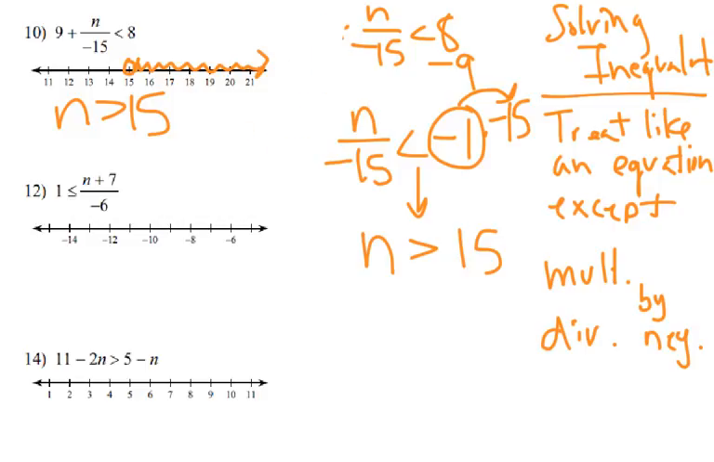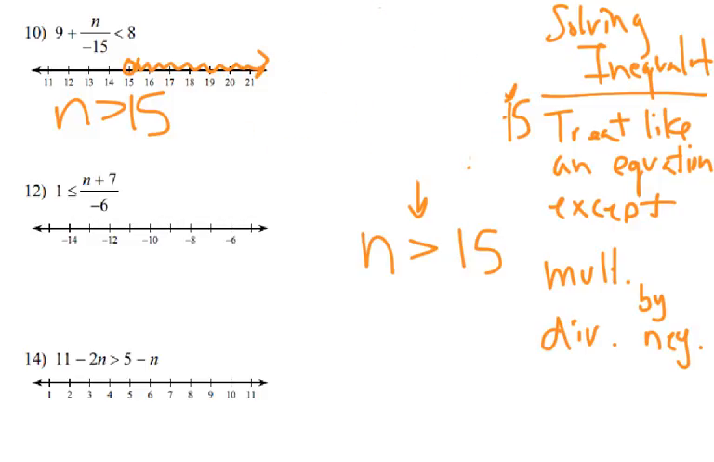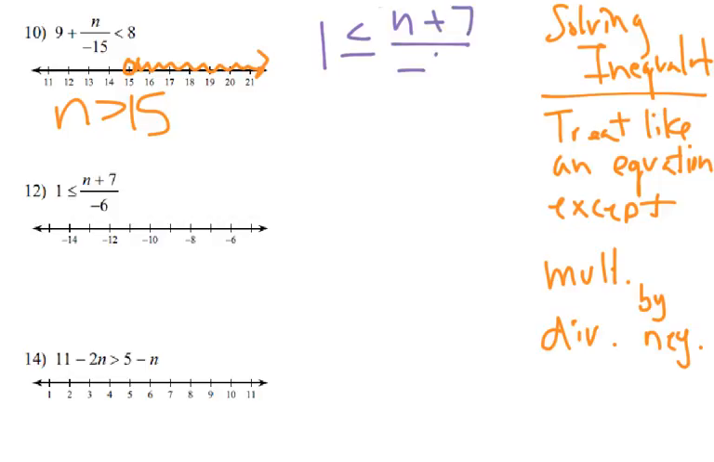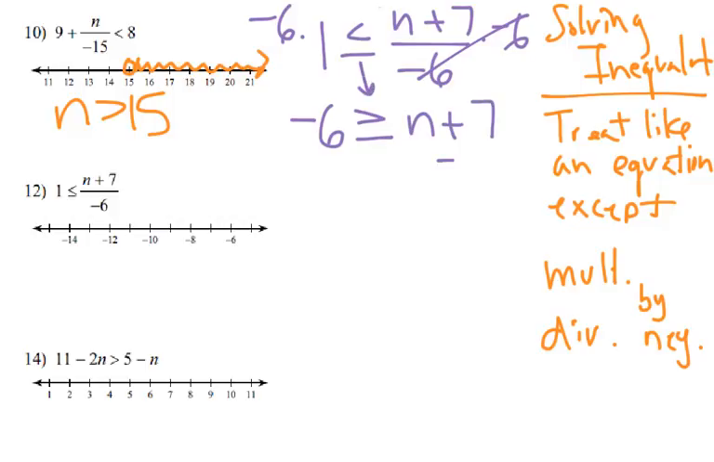Let's clear some workspace here. So, number 12. 1 is less than or equal to n plus 7 over -6. So we times by -6. Now because I'm timesing by the negative, it changes our 1 to a negative across the inequality sign, so we have to swap that out. Then subtract 7, and we get -13 is greater than or equal to n.